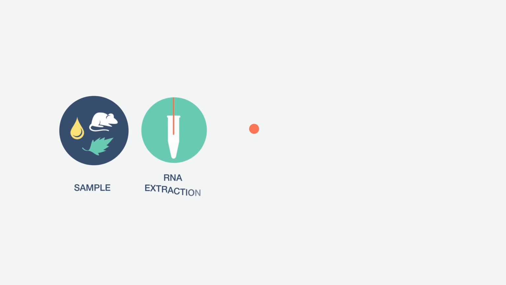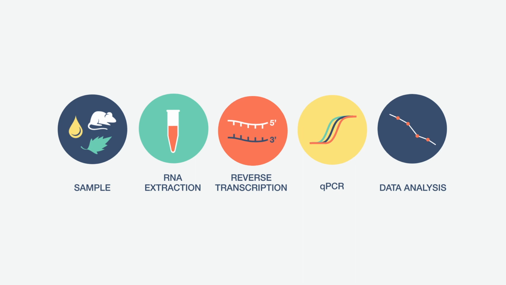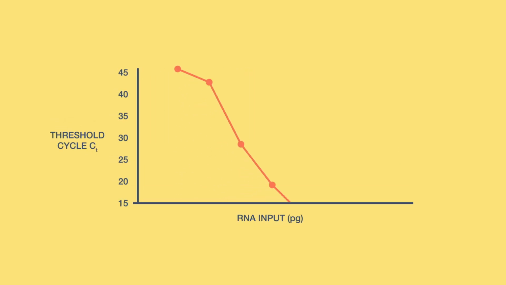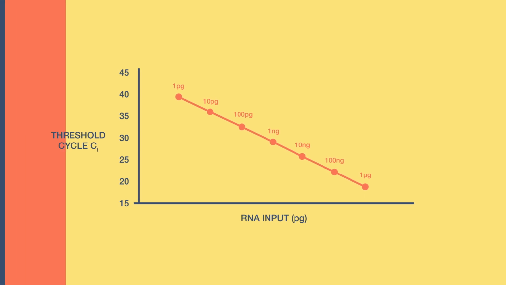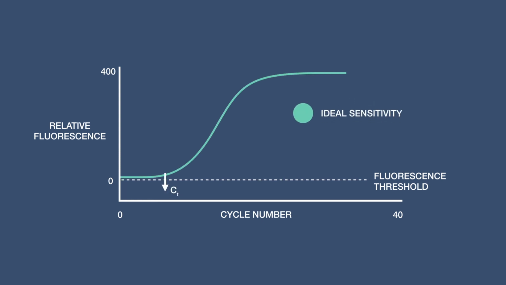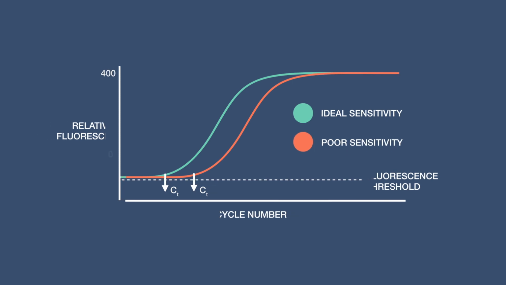The reverse transcription, or cDNA synthesis step, is one of the most common sources of variation in gene expression analysis by RT-qPCR. The sensitivity and dynamic range of qPCR are important for accurate quantitation of your starting RNA. Ideally, the CT of a qPCR should correlate well with the initial number of copies of the RNA target. In many cases, this is not observed. For example, undetectable or higher than expected CT values could be a result of poor sensitivity.